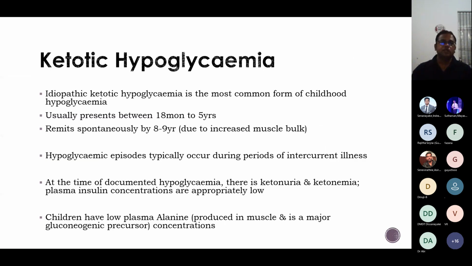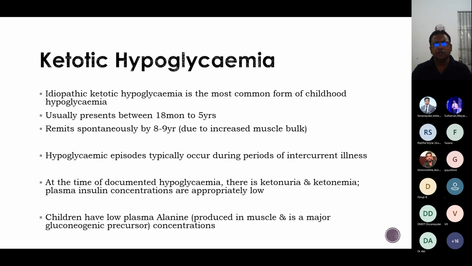So a few words about idiopathic ketotic hypoglycemia. It is the most common form of childhood hypoglycemia. So you must have seen these children. Usually they were unwell and they don't get their dinner properly, or their mothers might come and say they didn't have anything for dinner the previous night, and then the following morning they get this hypoglycemic episode, or even they can throw a convulsion, or they can become drowsy, sweaty, and have other features of hypoglycemia.